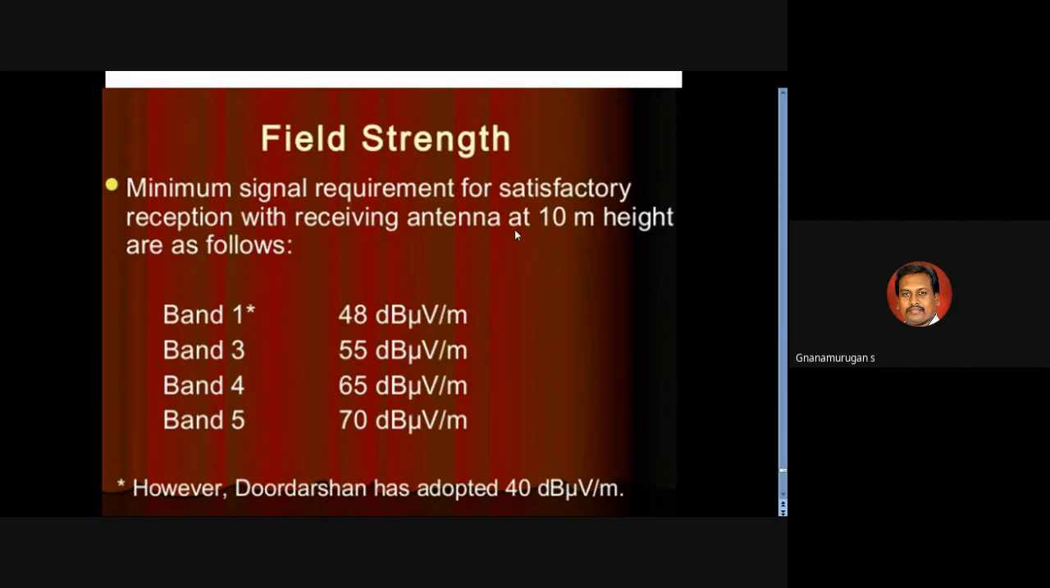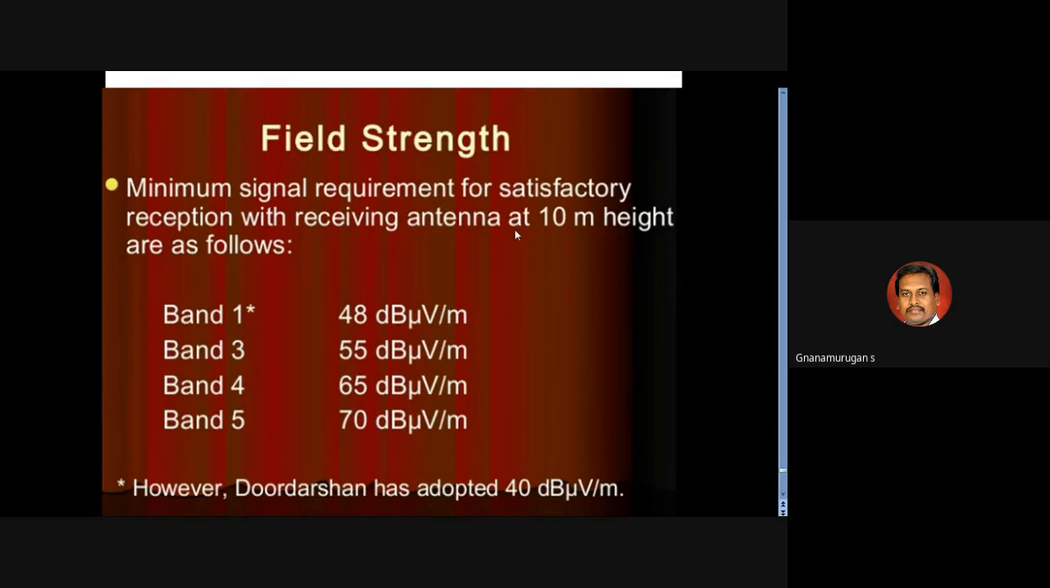Band 1 field strength range is 48 decibel microwatt per meter. Band 3 field strength is 55 decibel microwatt per meter. Band 4 field strength is 65 decibel microwatt per meter. Band 5 field strength is 70 decibel microwatt per meter. For example, Doordarshan adopted 40 decibel microwatt per meter.